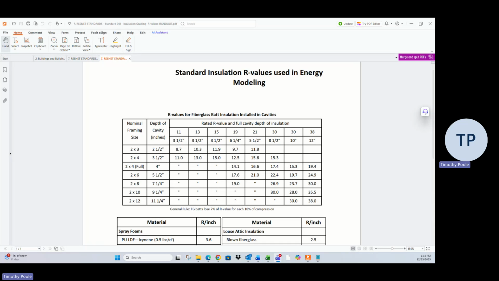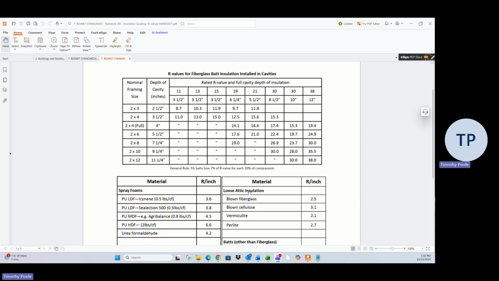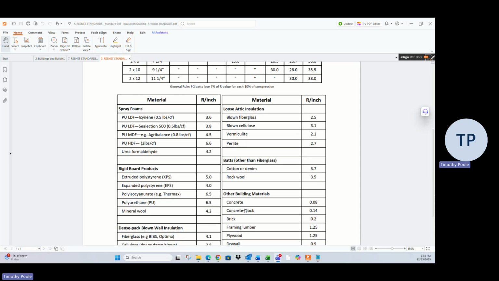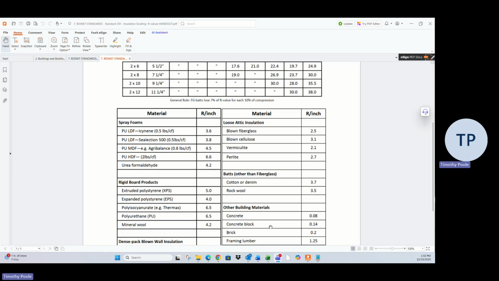The R value is the building industry's term for thermal resistance. It's also how we determine the R values or thermal resistance for insulation. As you can see, we've got various insulations here. We have fiberglass bat at the top, and then we also have various spray foams and rigid foam products and other things like concrete, brick, framing lumber.